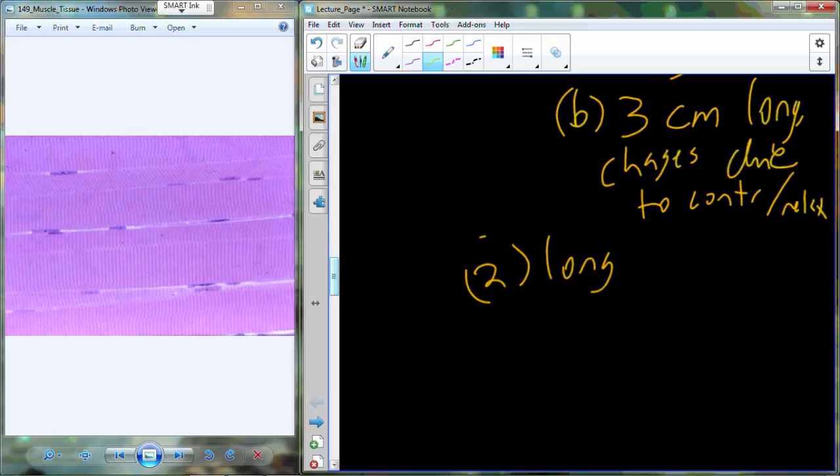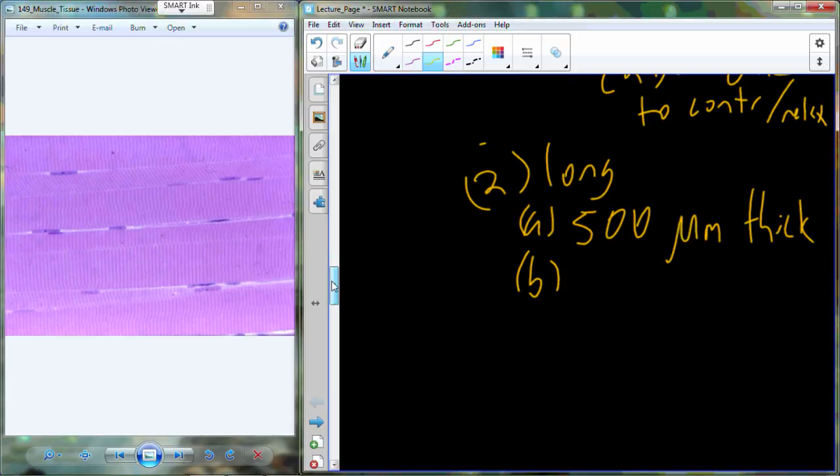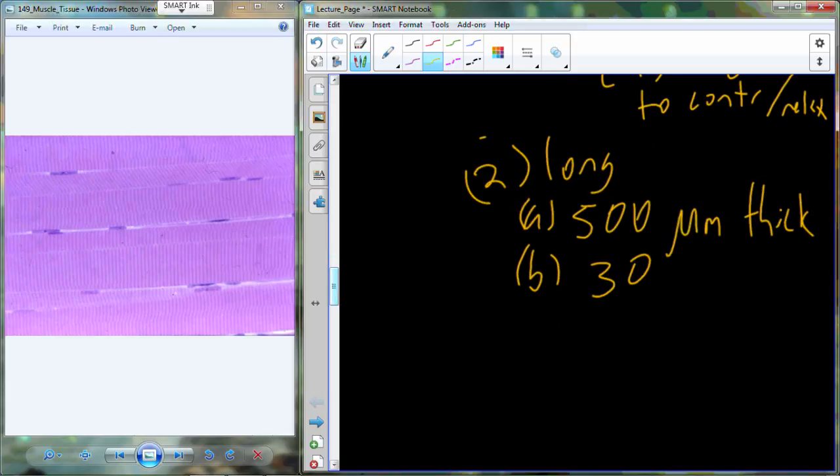How about a long one? Where would a long muscle cell be? Rectus femoris is going to have some pretty long muscle cells. They may be thicker, up to 500 micrometers thick, so that's basically 2 muscle cells in a millimeter. And on the long side, they can be up to 30 centimeters in length.